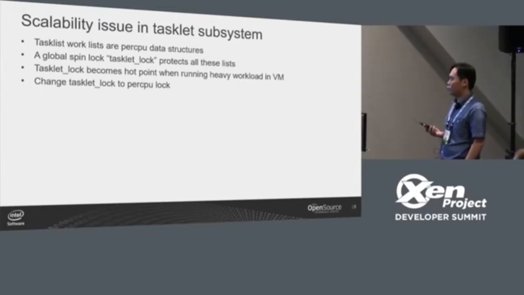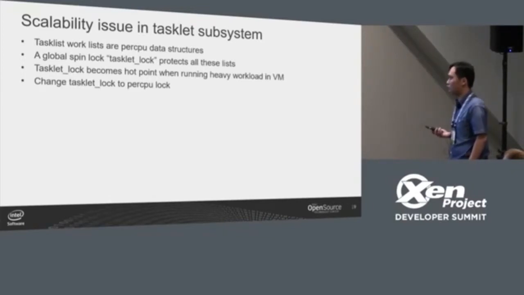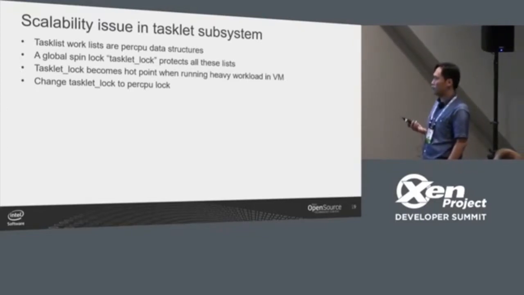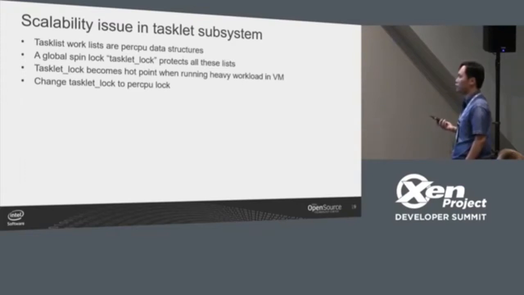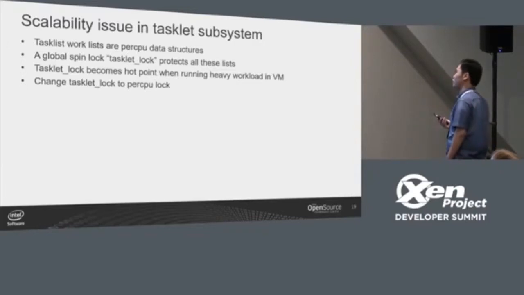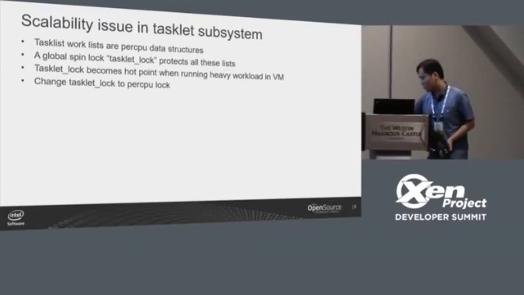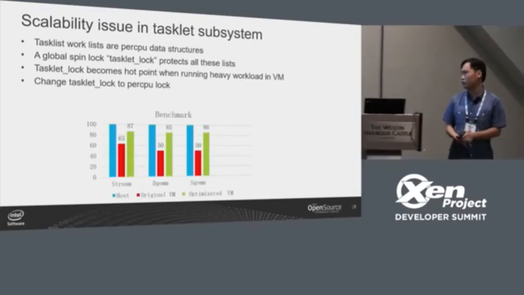Because there are a lot of timer requests from the VM at that point, the hypervisor injects the timer interrupt back via the event channel in the task list. At that point, the global task lock becomes a hot point. So we changed the task list lock to a per-CPU lock, and the performance increased a lot.